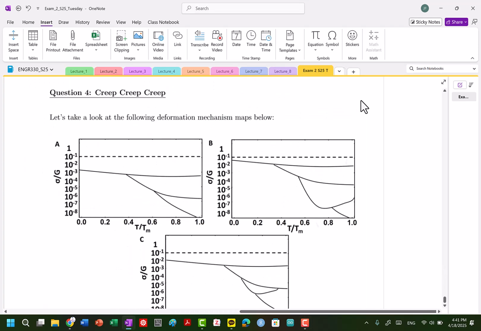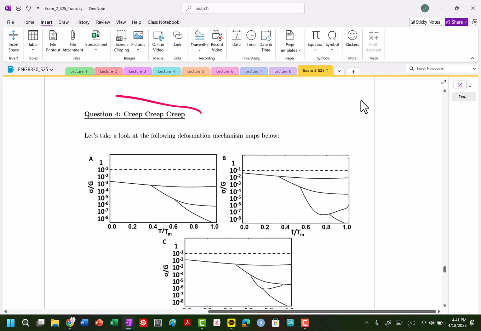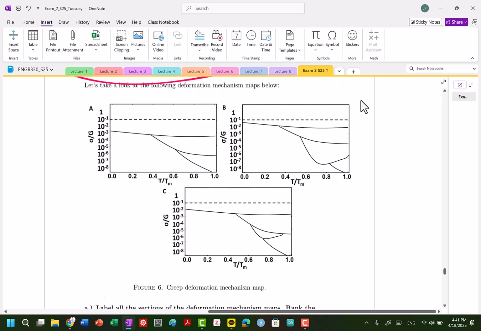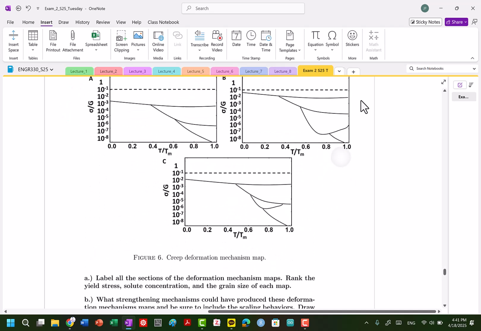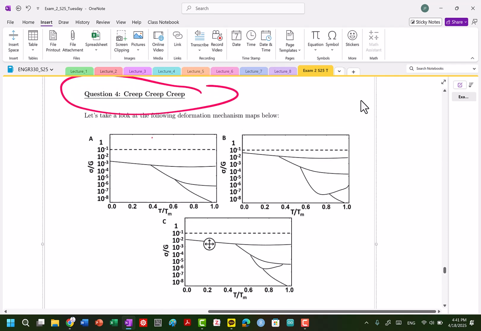All right, everyone, we are back and we are going through our last problem, creep, creep, creep. So let's look at the deformation mechanism maps, label all the sections, and rank yield stress, solute concentration, and grain size. I'm just going to do the first one. TS, dislocation glide, elastic. This is Nabarro-Herring.